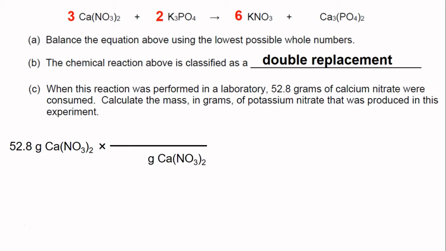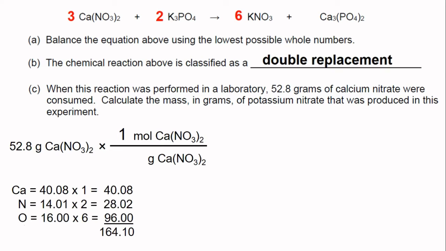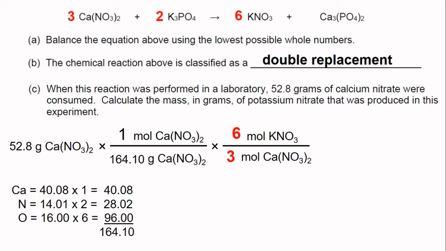We're going to go from grams of calcium nitrate into moles of calcium nitrate. And for every 1 mole of calcium nitrate, according to the information on the periodic table, 164.10 is the molar mass of calcium nitrate. That's how many grams there are in 1 mole. Now in our second step, this involves the coefficients in the balanced chemical equation. We're going to convert from moles of calcium nitrate into moles of the other chemical, which in this case happens to be potassium nitrate. And the coefficients for those chemicals are 6 and 3.